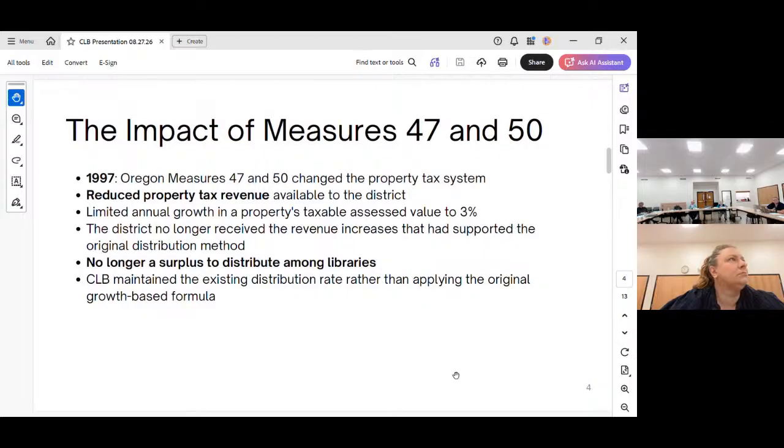And through Coos Library Board discussions and motions, in subsequent years, the CLB maintained the existing distribution rate rather than applying that original two-part formula in the same way, because there was no increase to divide among the libraries. And that distribution rate that developed during that period remained essentially in place through the mid-90s and for many years afterwards.